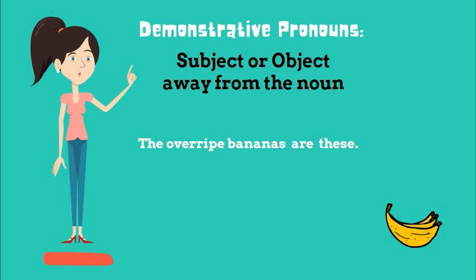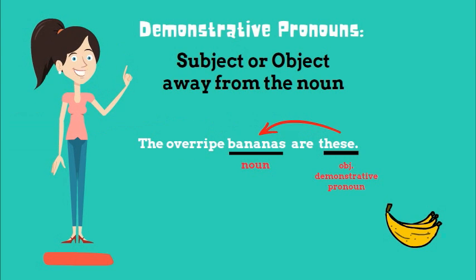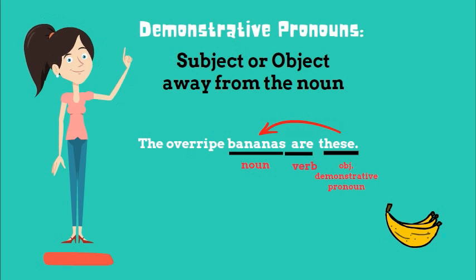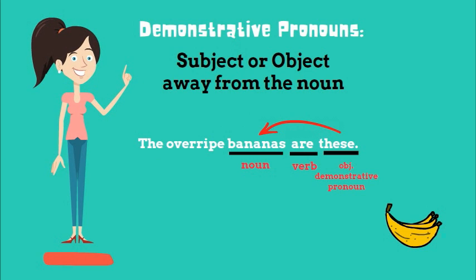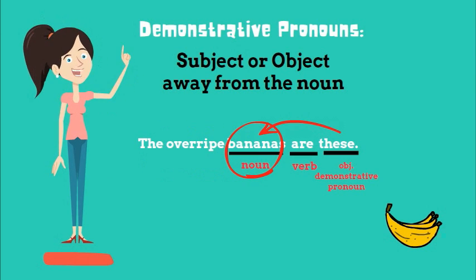Now notice how you have the pronoun away from the noun it is referring to, but this time the demonstrative pronoun comes after the verb. So the pattern is that you will have your demonstrative pronoun on the opposite side of the verb from the noun that is being pointed out. In this example, bananas is the noun that the demonstrative pronoun is pointing out.